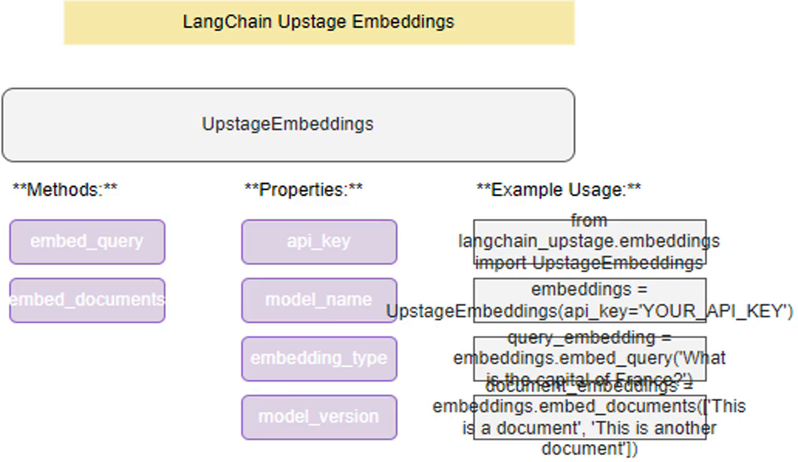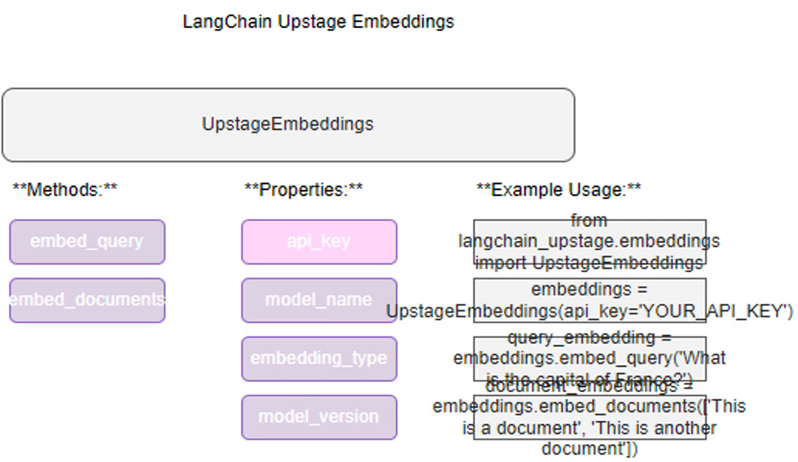LangChain upstage embeddings. This system provides embedding functionality for LangChain using Upstage's embedding API. Upstage embeddings. Class. The main class that provides the embedding methods and properties. Embed query. Embeds a given query text into a numerical representation. Embed documents. Embeds a list of documents into numerical representations.